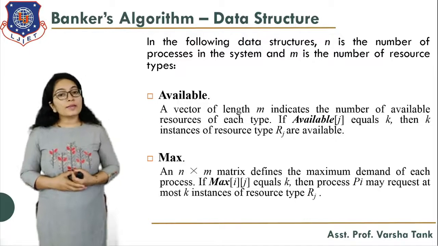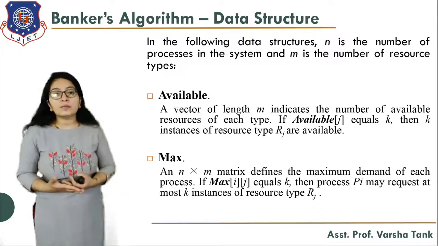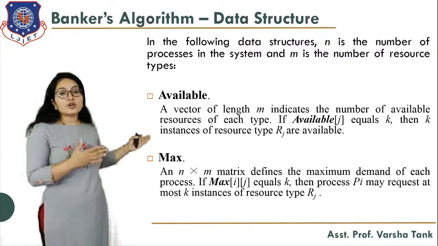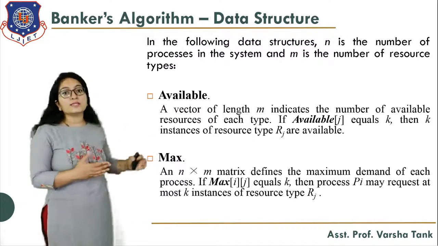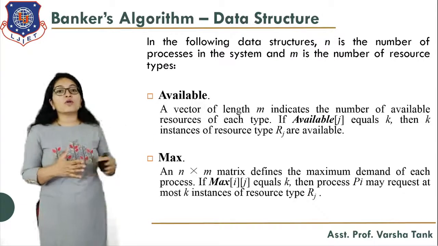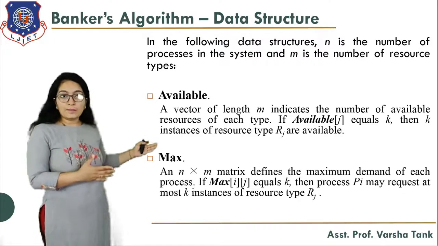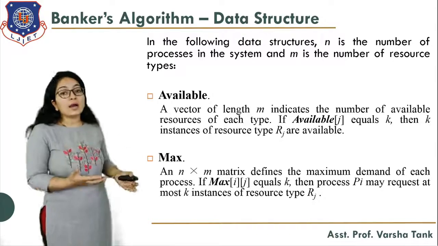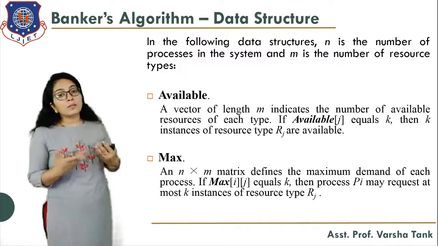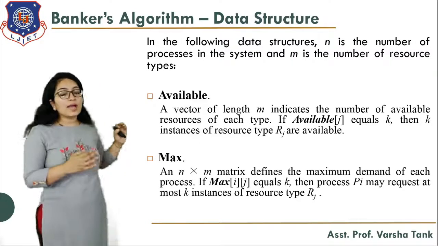After that, max. So what is max? An n cross m matrix defines the maximum demand of each and every process. If max[i][j] equals k, then we can say process Pi may request at most k instances of resource type Rj. So max[1][tape drive] equals 5. What is the meaning of this? Process 1 may demand 5 resources for completion of its task. So now you got it, this available and max.